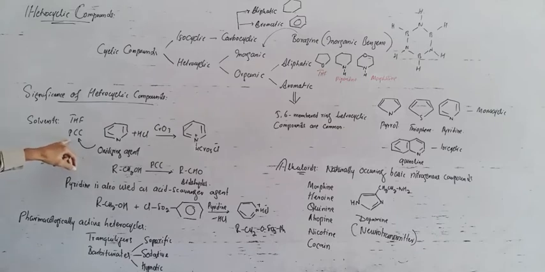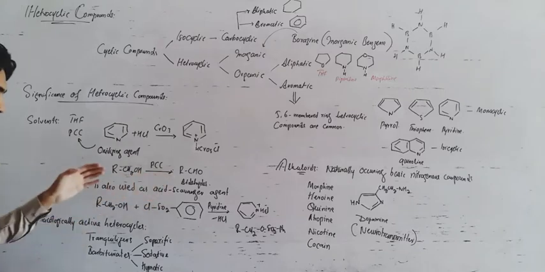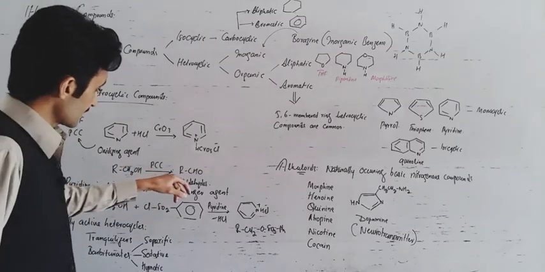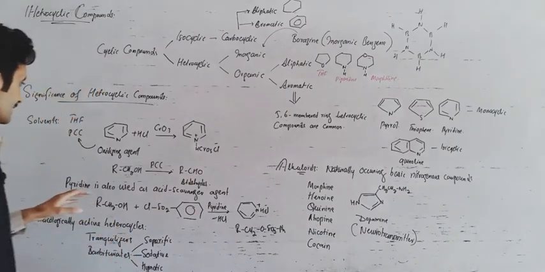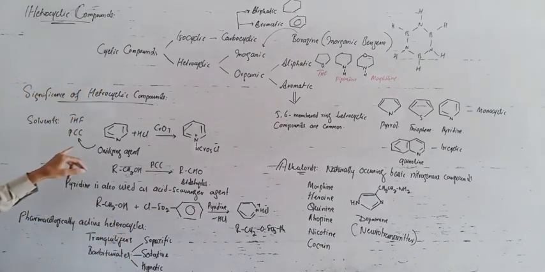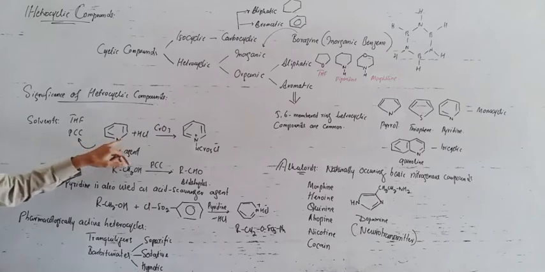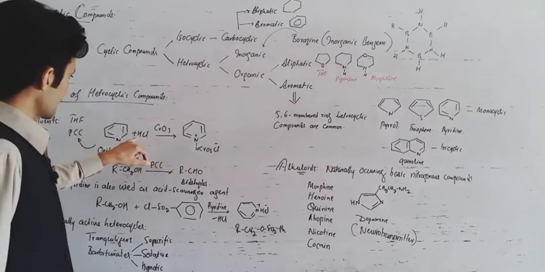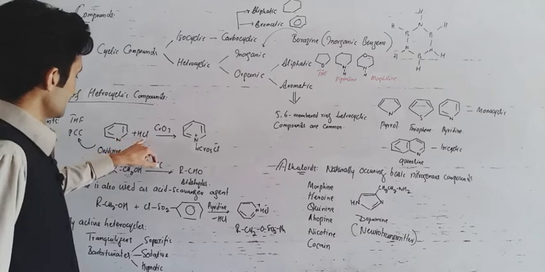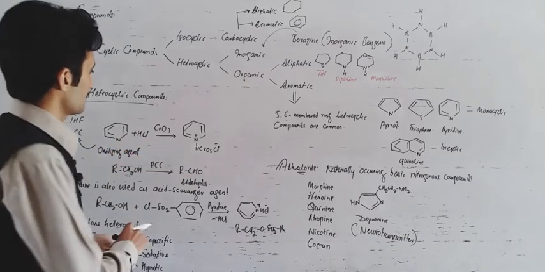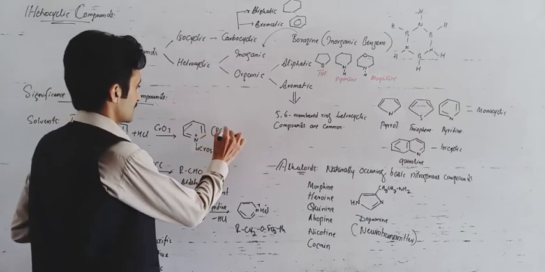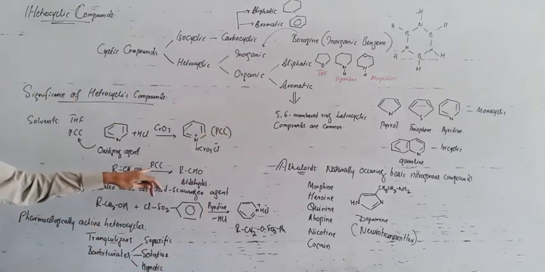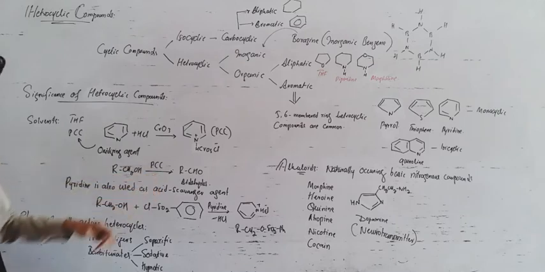Just take an example of PCC, pyridinium chlorochromate, which we use as a mild oxidizing agent in the oxidation of alcohol to aldehyde, rather than oxidizing the final product to carboxylic acid. So it is a mild and selective oxidizing agent. It can be prepared by chromium trioxide reacting with pyridine and HCl, and chromium trioxide gives rise to the formation of PCC. So this is PCC, pyridinium chlorochromate. Here we have used it as an oxidizing agent.